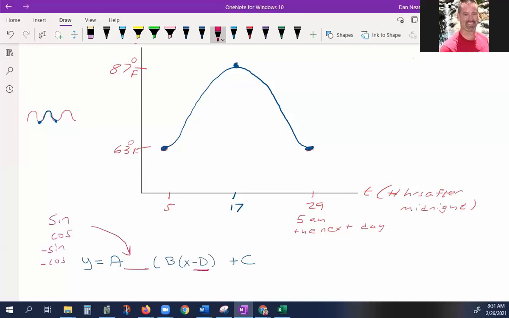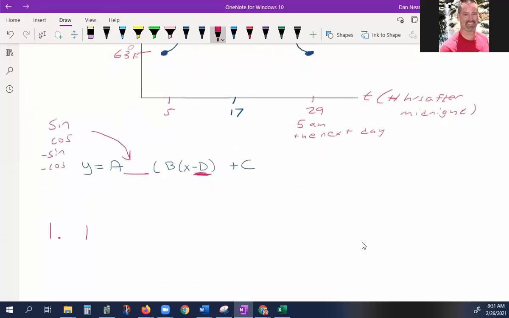I can use any of these four models I want, and depending on which one I pick, it will only be correct if I adjust the D value accordingly. But let's just start with finding C first. Then I will find the value of A and then B, because that seems to be the easier part of the problem. So step one is to find the value for the midline.